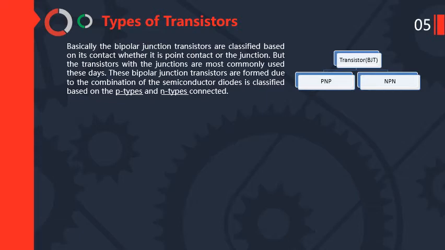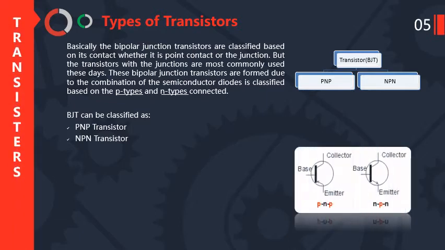These bipolar junction transistors are formed by the combination of semiconductor diodes, classified based on p-type and n-type connected. So BJT can be classified as NPN transistor and PNP transistor. This is the symbolic representation of PNP and NPN transistor.